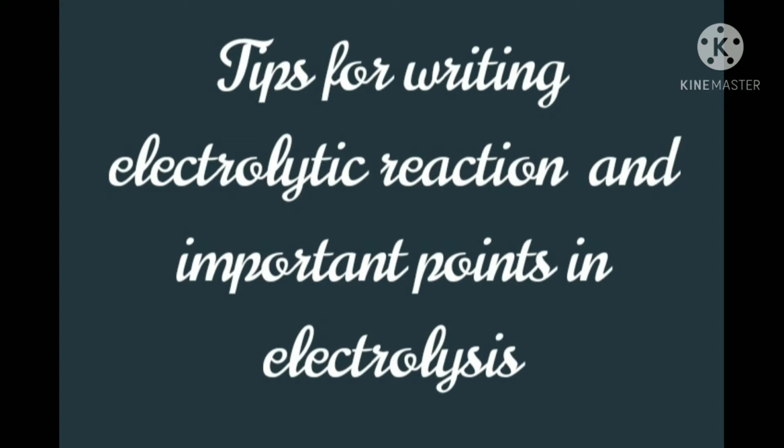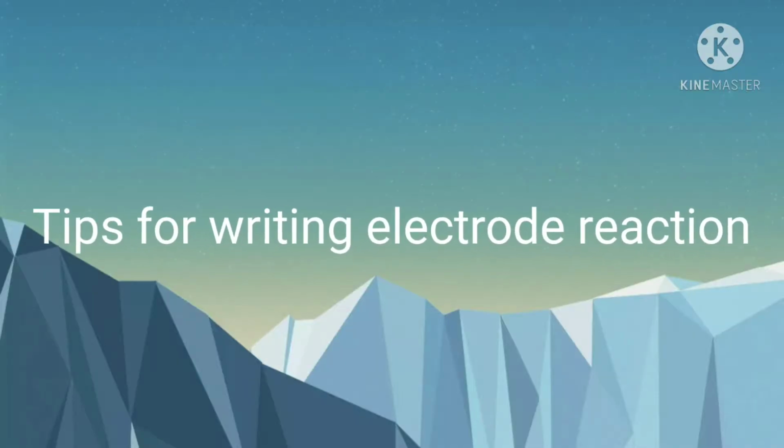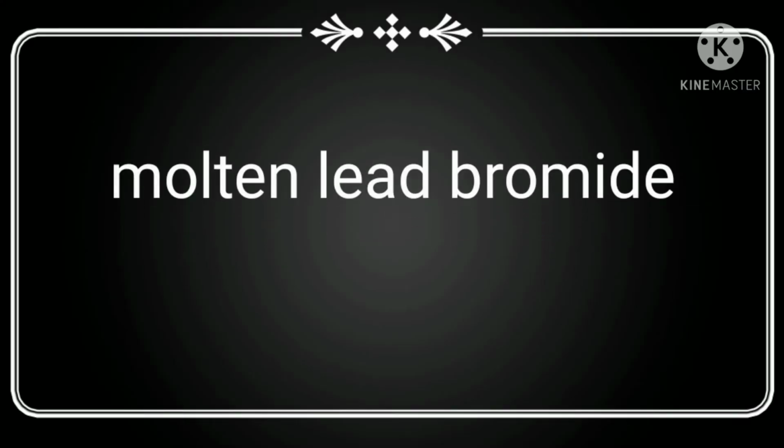In this video, we are going to learn some tips for writing electrolytic reactions and some important points in the lesson electrolysis. So first, I am going to give some tips for writing the electrolytic reactions, that is cathode and anode reactions one by one. The first topic is molten lead bromide.